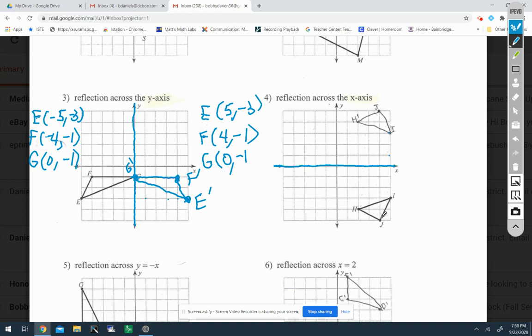And then the J is down 1, 2, 3, 4, 5 places. So we go up 1, 2, 3, 4, 5 places. Correct. And the H is down 1, 2, 3, 4 places. Count up 1, 2, 3, 4 places. Very good. So this one is correct. That is a transformation across the x-axis. Very good.